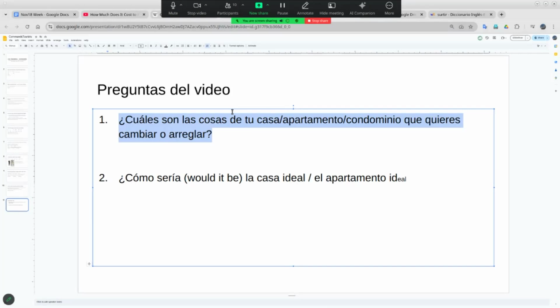¿Cuáles son las cosas de tu casa, de tu apartamento, de tu condominio que quieres cambiar o arreglar? Any things you want to change or fix? Por ejemplo, tengo muchos ejemplos en mi casa. Me gustaría cambiar por completo los gabinetes en mi cocina. Los gabinetes para los platos, para los vasos. Gabinetes son cabinets. Me gustaría reemplazar por completo los gabinetes en mi cocina.